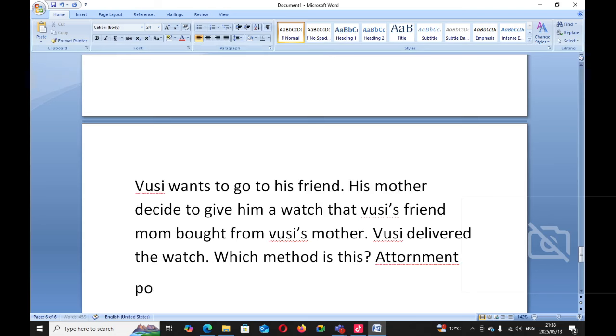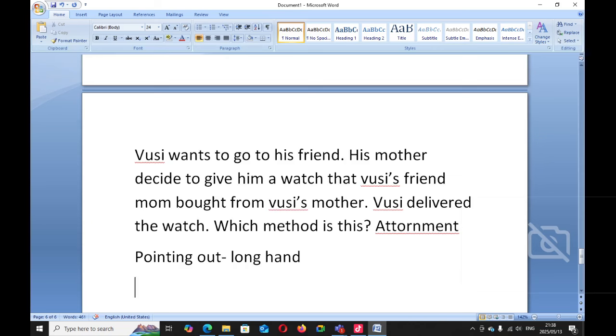Now, you know about the pointing out, right? You know the pointing out. We've already said that it's a long hand. You pointed out, I'm pointing out that one. I want that one. It's a long hand. Delivering with a long hand is a pointing out. If the holder is in possession, it's a short hand.